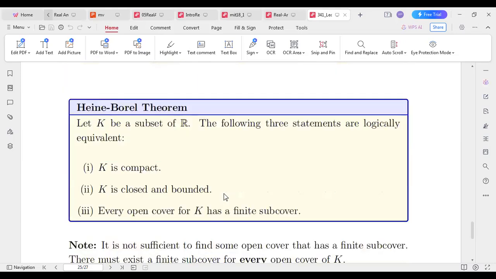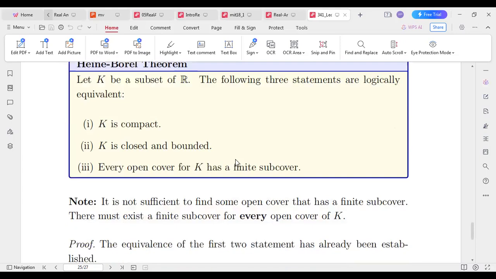This is now the Heine-Borel theorem. Let K be a subset of R. The following three statements are logically equivalent: K is compact, K is closed and bounded, and every open cover of K has a finite subcover. This is the Heine-Borel theorem, a very important theorem.